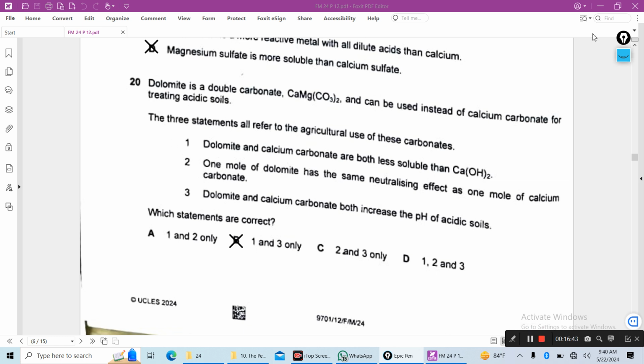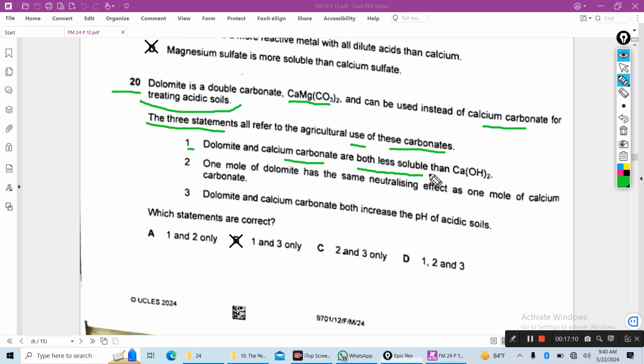Okay. Now 20. Dolomite is a double carbonate, calcium carbonate, magnesium carbonate, and can be used instead of calcium carbonate for treating acidic soils. They are base, alkali. The three statements all refer to the agricultural uses of these carbonates. Number 1, dolomite and calcium carbonate are both less soluble than calcium hydroxide. Yes, carbonates are less soluble. So 1 is the right answer.